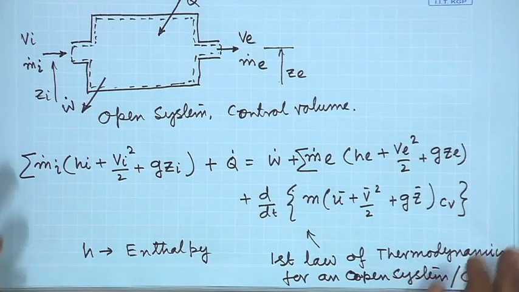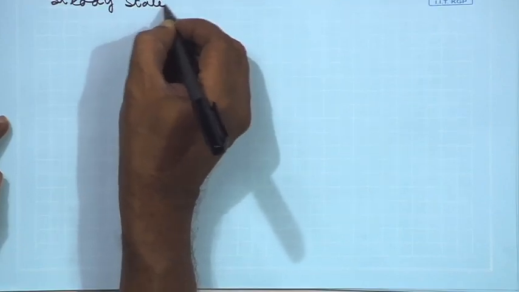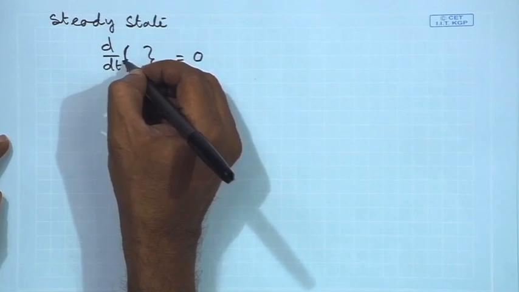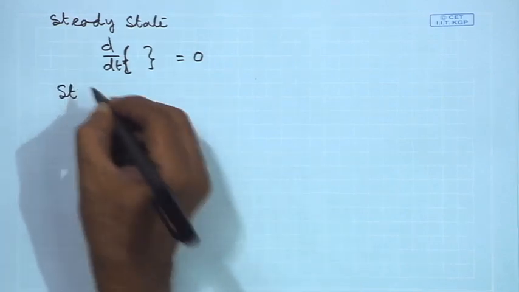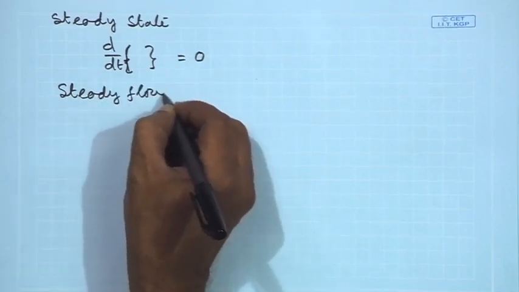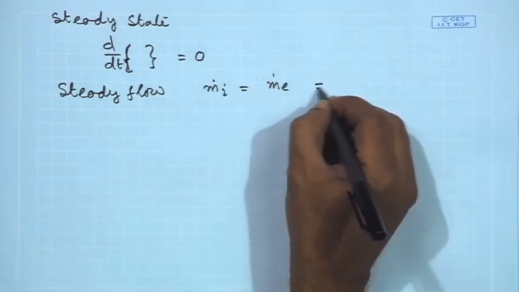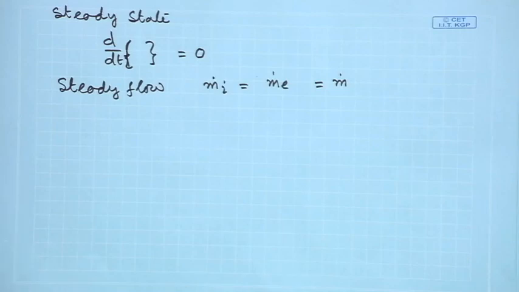Now, in most of the cases we will come across situations where things are not changing with time. So, steady state. Steady state means d/dt of these energy terms, whatever I have written, or the change within the control volume, is equal to 0. And then we will also have steady flow in many situations. If there is steady flow, then we will have m dot I equal to m dot E, that is equal to m dot. So, first law of thermodynamics for a control volume, you will find that in many cases we will apply it for a steady state steady flow situation.